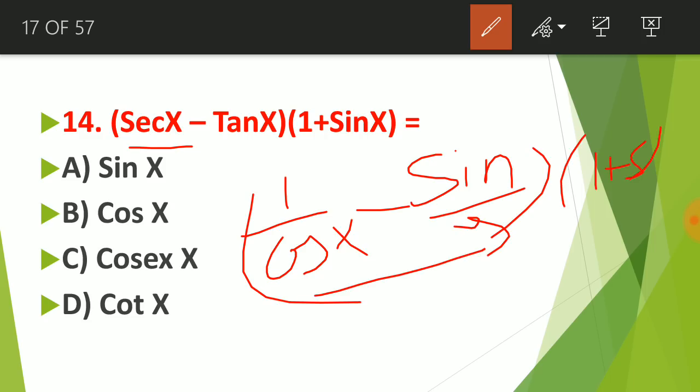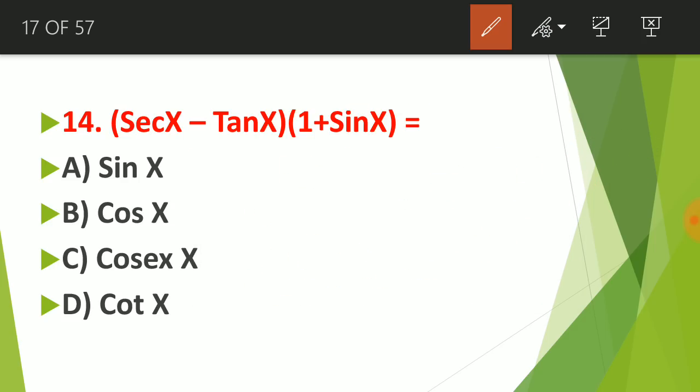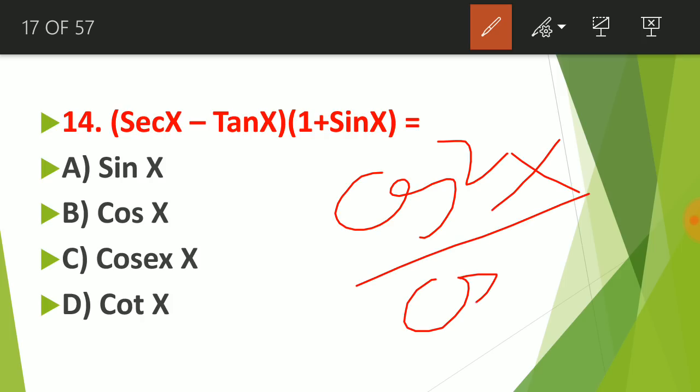If we take cos x common, then the LCM gives us 1 minus sin x here and 1 plus sin x here. On solving that, we will get cos square x in the numerator and cos x in the denominator. This and this will cancel and we will get cos x. Cos x is the answer for question number 14.